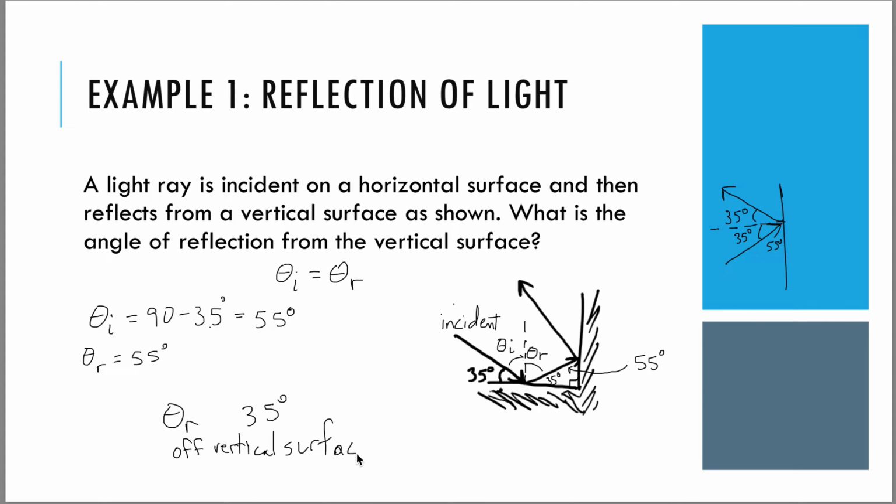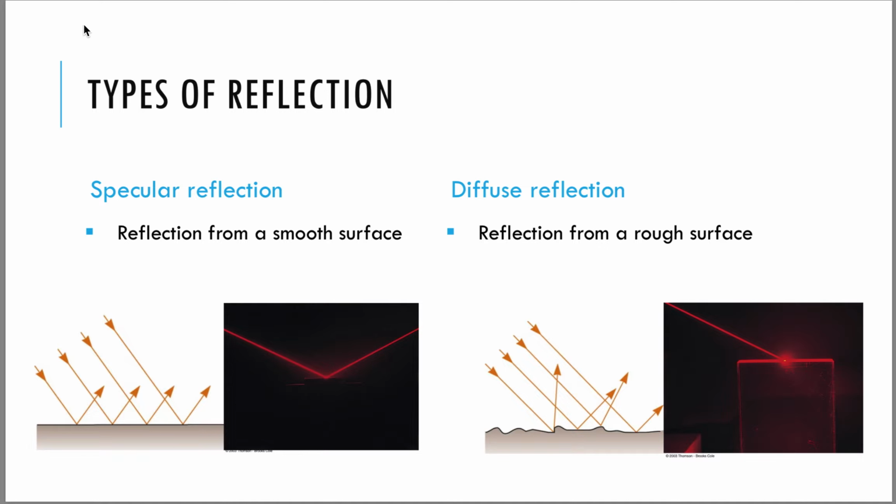Vertical surface. Let's look at one more thing in this video here, and that is the two different types of reflection that can occur. There is specular reflection, which is reflection from a smooth surface, and diffuse reflection, which is reflection from a rough surface. In case you can't see it here, there is an object right here, which I have a black line here, but the light here is reflecting off of a horizontal surface.